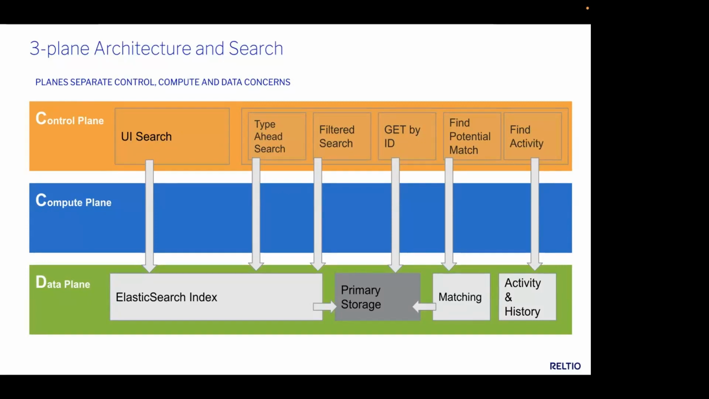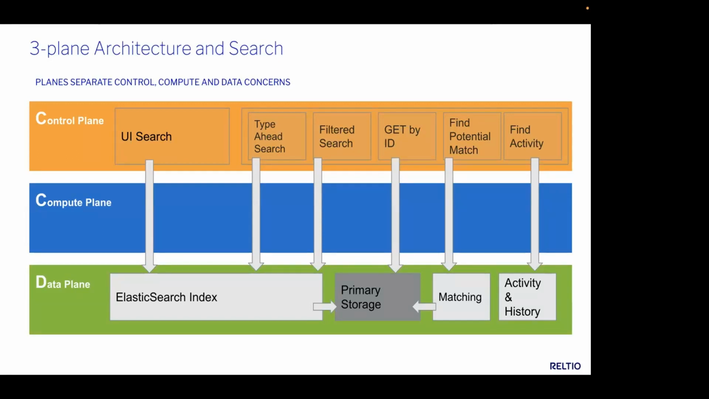And then at the very bottom, you have the data plane. And this is where you have all your storages, like the primary data storage, where your profiles are stored, and also the Elasticsearch index, matching storage, activity and history storage, and other types of storages.